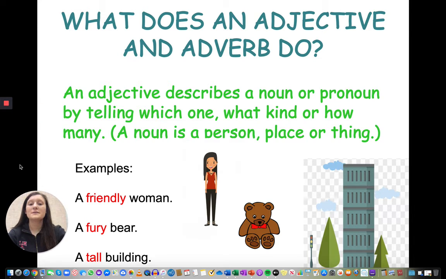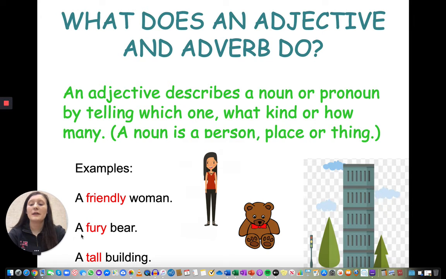All right, so what does an adjective and an adverb do? So this time we're going to talk about what does an adjective do. An adjective describes a noun or pronoun by telling which one, what kind, or how many. So remember again, a noun is a person, a place, or a thing. So some examples would be a friendly woman. So again, woman is our noun, so that's a person, and we are describing her as being friendly. So that's why friendly is our adjective in the sentence.